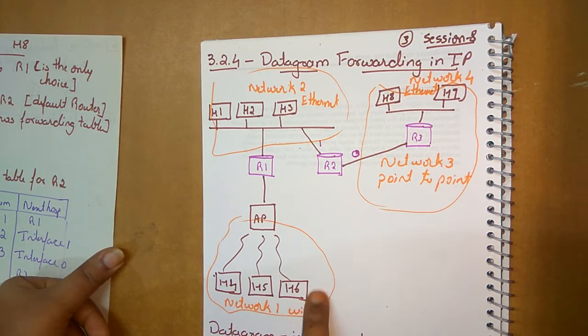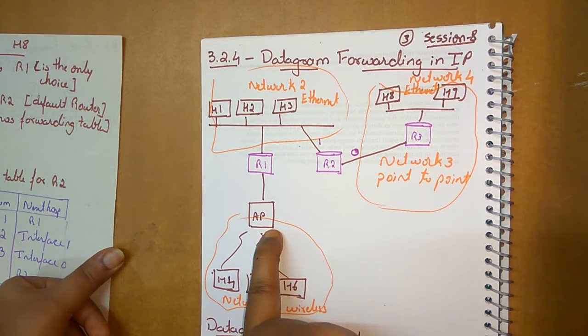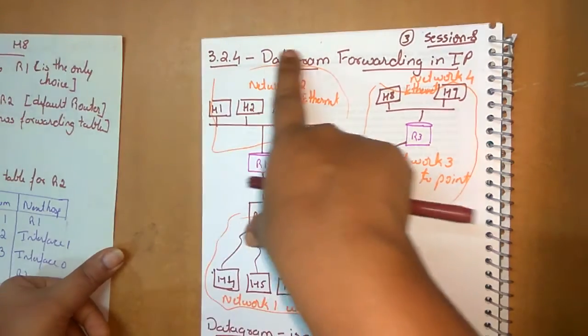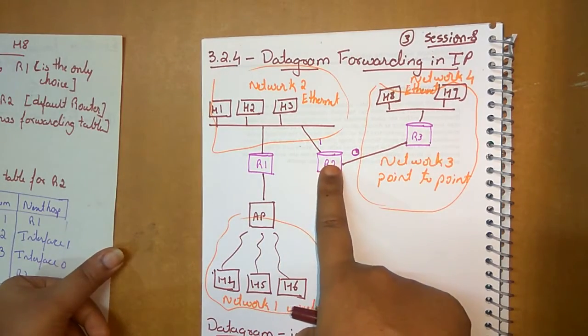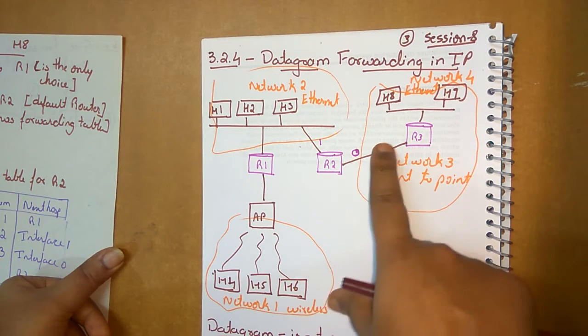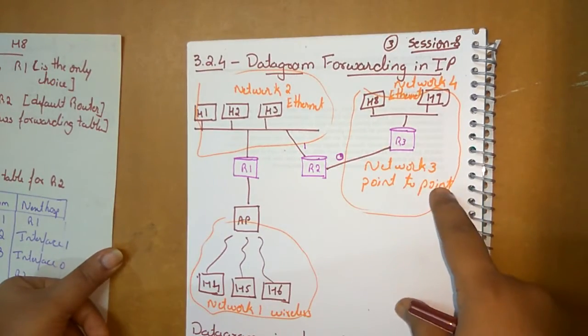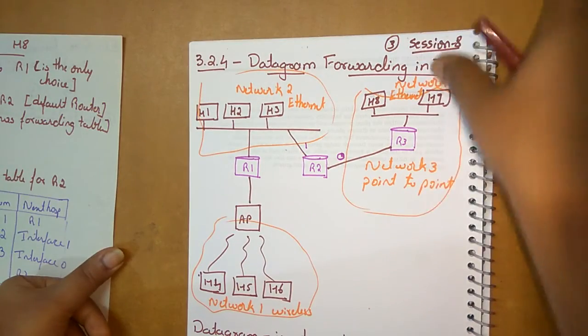This is one type of network, a wireless network, connected with an access point like a Wi-Fi modem. This one is connected to R1, and R1 is connected to network 2, which is an Ethernet, and it is connected to R2. This is interface number 1, interface number 0, and this is network 3, which is a point-to-point network, and from R3 to R4, network 4, the extended network, may be there.